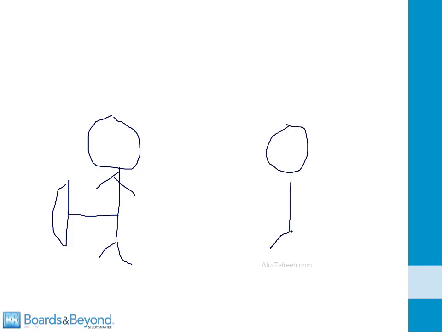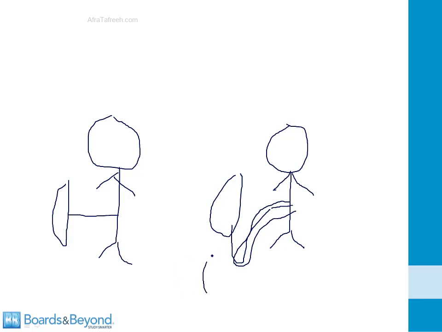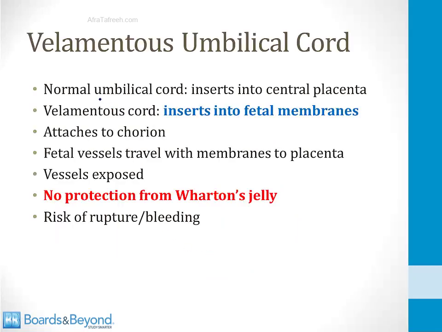You still have the umbilical cord traveling from the umbilicus of the baby, but instead of going straight to the placenta over here, it inserts into the membranes, and then the fetal vessels travel exposed through the membranes to the placenta. So the problem here is that Wharton's jelly is only present in the umbilical cord, which stretches from here to the membranes. There's no Wharton's jelly protecting the fetal vessels as they travel with the membranes, and that leaves them prone to rupture. So I've summarized these points on this slide.